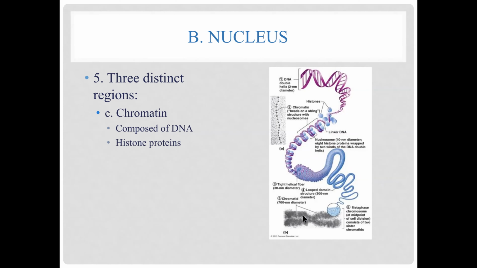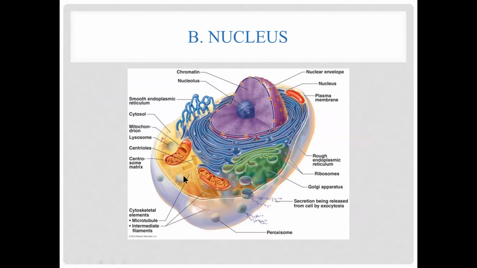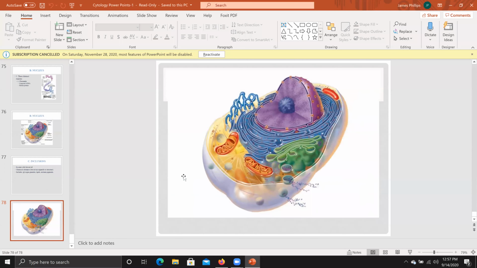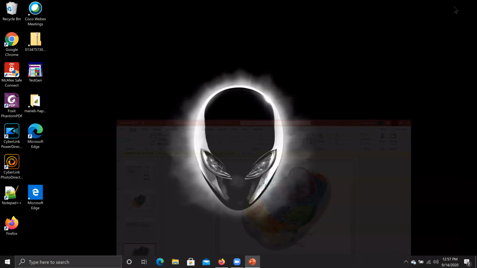And this is what DNA looks like if you get a cell that's dividing, and you can see the individual chromosomes. And so that's the nucleus, and that's the end of the cell. So like I said, it's just a brief survey of the cell, what goes on with the cell.